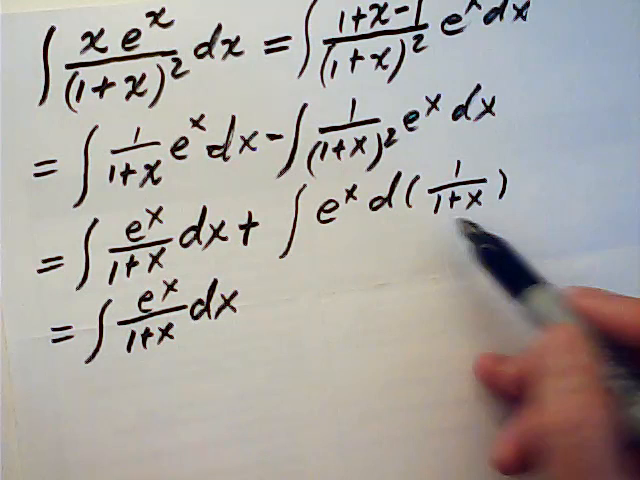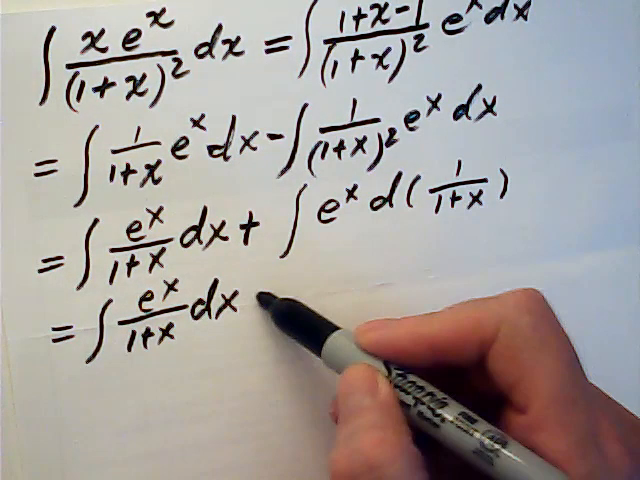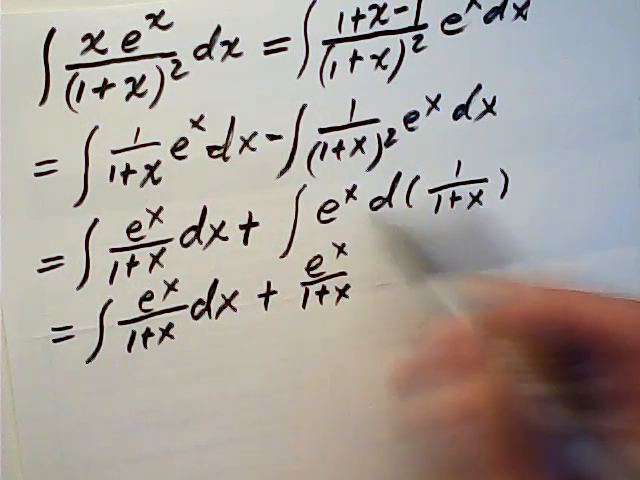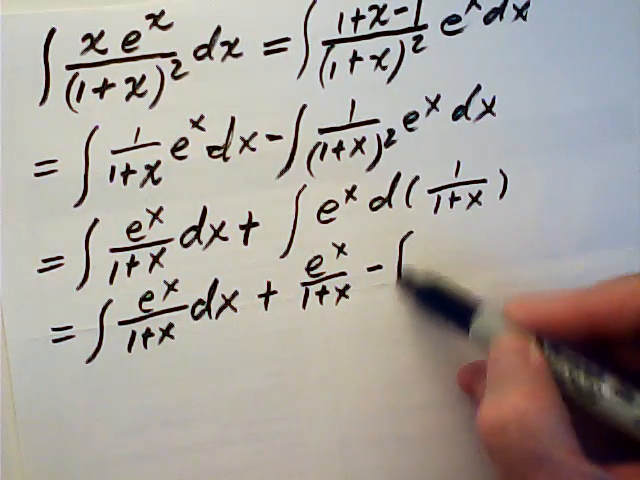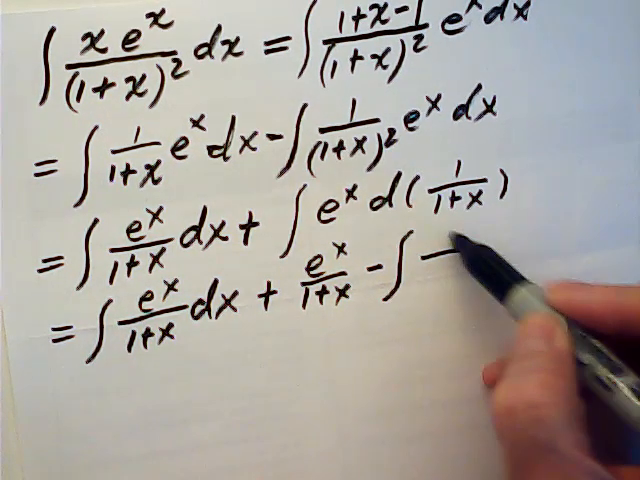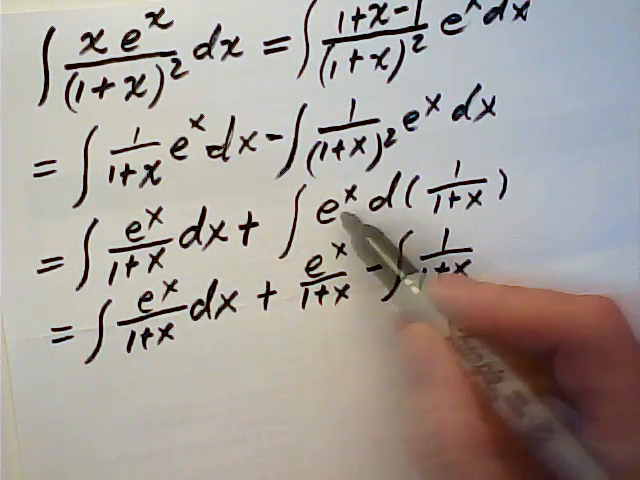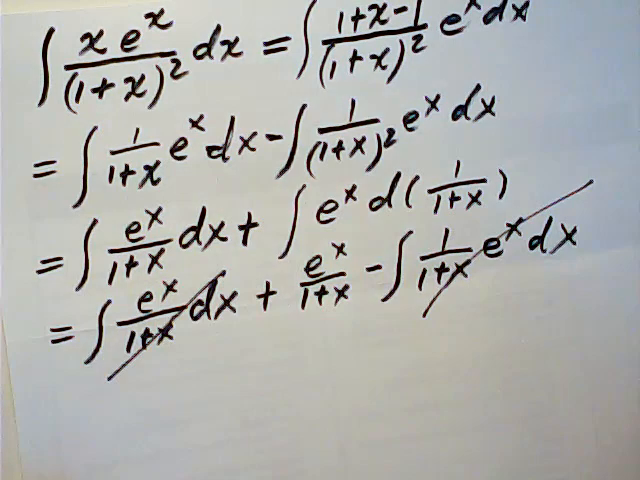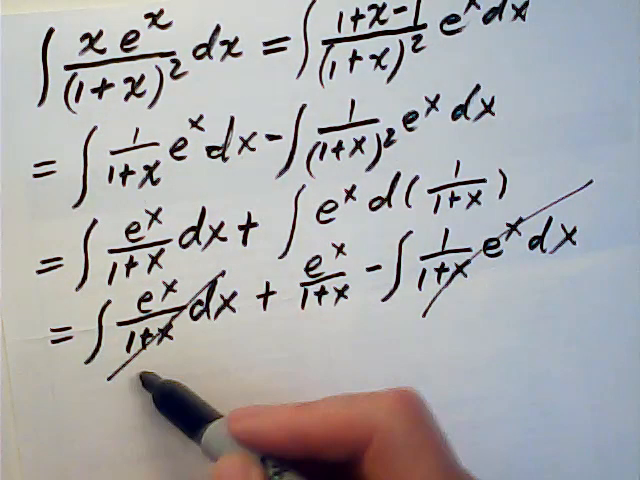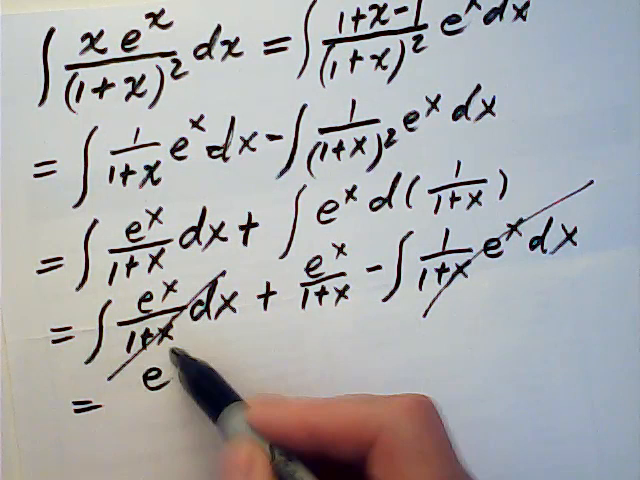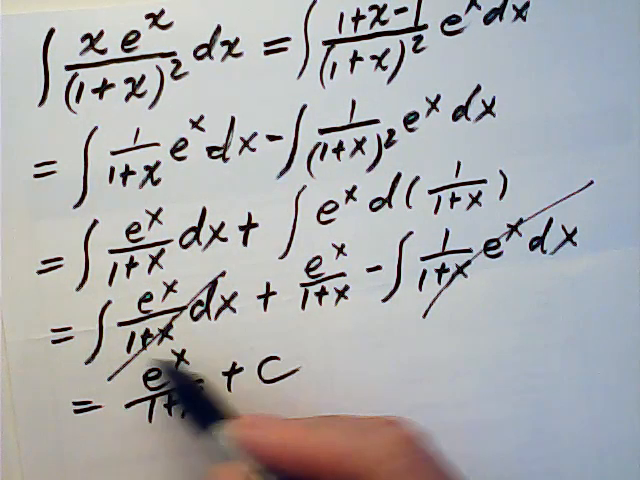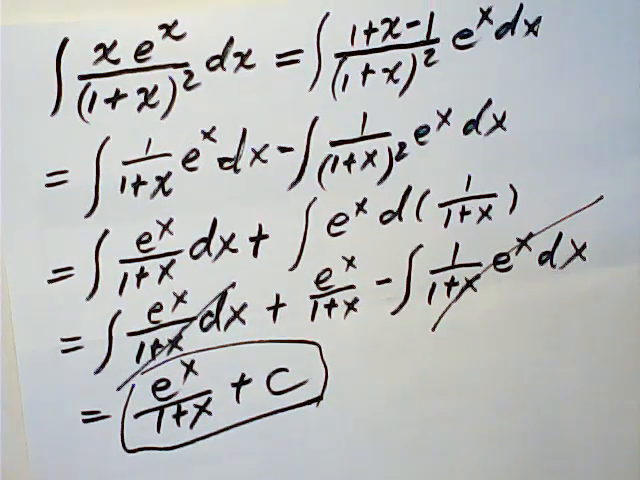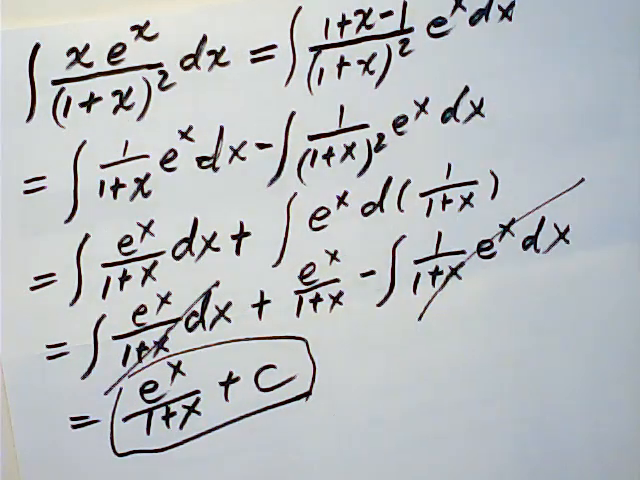Now that one by parts, u dv, right? Therefore it is equal to uv, this one over this, u times v, minus the integral of v du. v is this. du is e to the x dx, right? So this one can cancel with that one. So the result is equal to e to the x over 1 plus x plus c. Okay, that's the result for my integral.